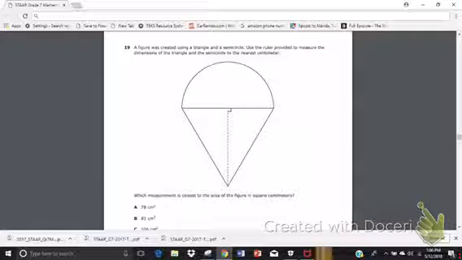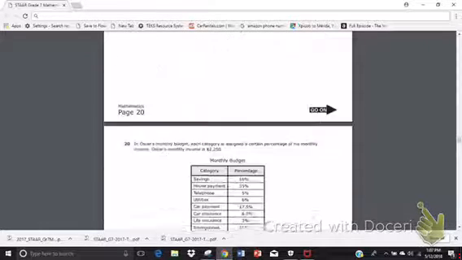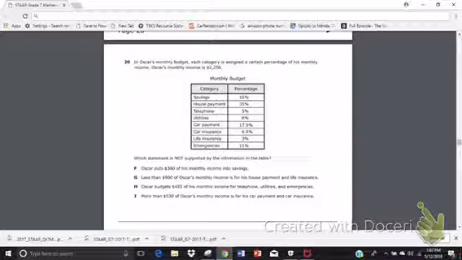Alrighty, so let's see here, number 20. In Oscar's monthly budget, each category is assigned a certain percentage of his monthly income. Oscar's monthly income is $2,250. Which statement is not, that's a key word, kiddos, not supported by the information in the table.